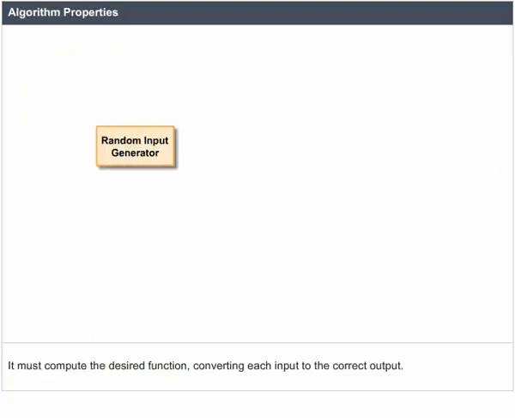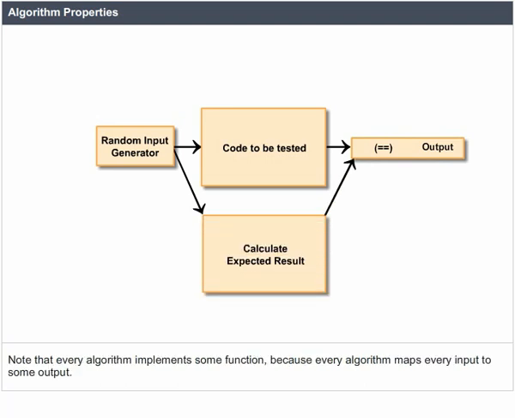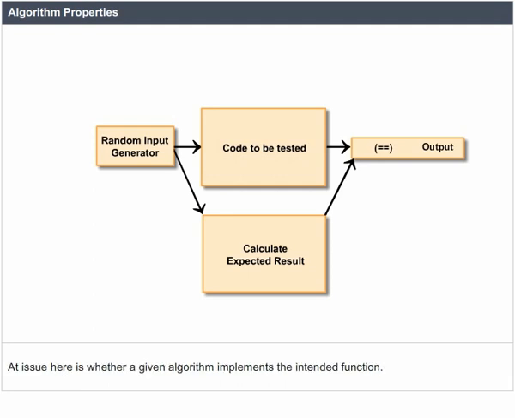Algorithm properties. It must compute the desired function, converting each input to the correct output. Note that every algorithm implements some function because every algorithm maps every input to some output. An issue here is whether a given algorithm implements the intended function.